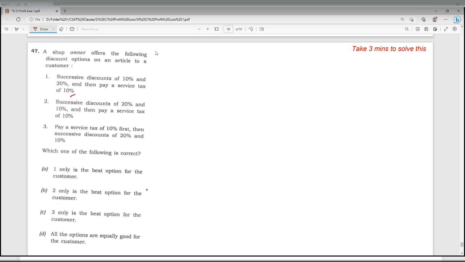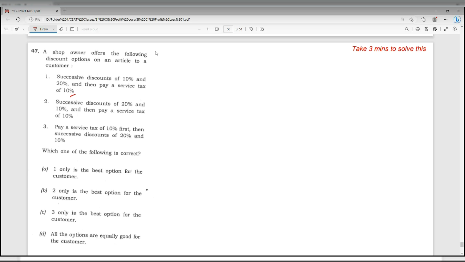So they are saying he'll give 2 discounts of 10% and 20%, and then finally you have to pay a service tax. In this case, they are saying that instead of giving first 10% and then 20%, they'll give 20% and then 10%, and then you have to pay a service tax. The third option, they are saying you first pay the service tax and then successive discounts of 20 and 10.